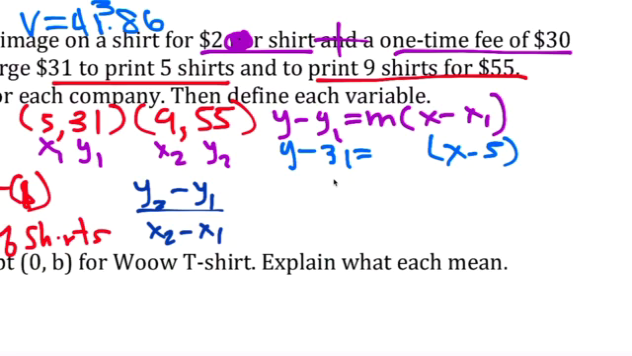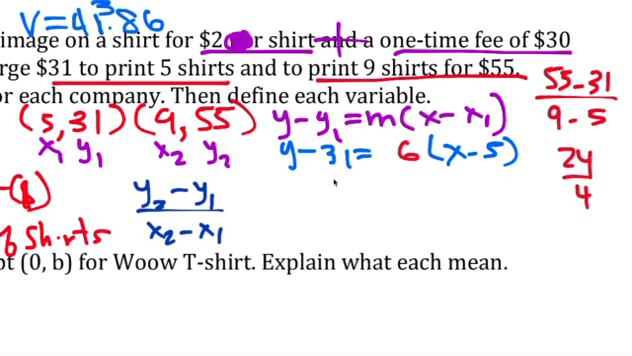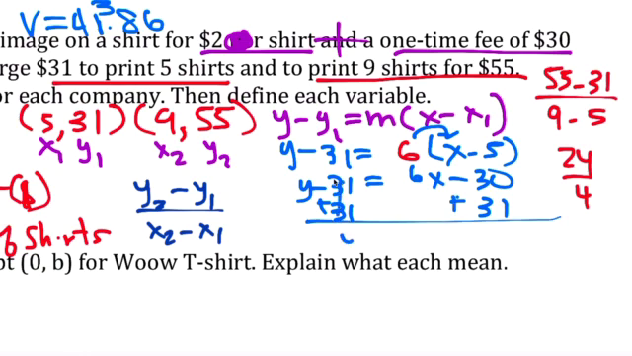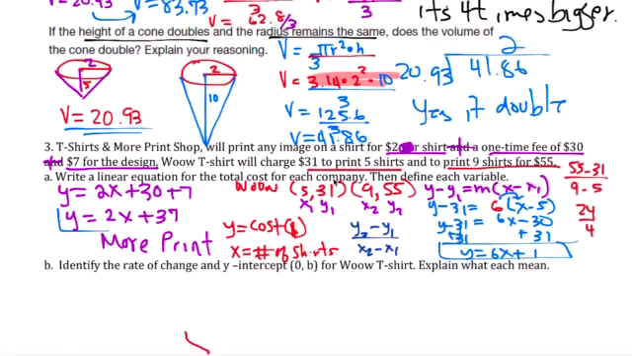Okay, finding M, slope is Y sub 2 minus Y sub 1 over X sub 2 minus X sub 1. I'm going to do this work here. So Y sub 2 is 55 minus 31 over 9 minus 5. You get 24 over 4, so slope is 6. Distribute: 6x minus 30 equals y minus 31. Add 31, add 31. You get y equals 6x plus 1. That's an equation there. And that's an equation.